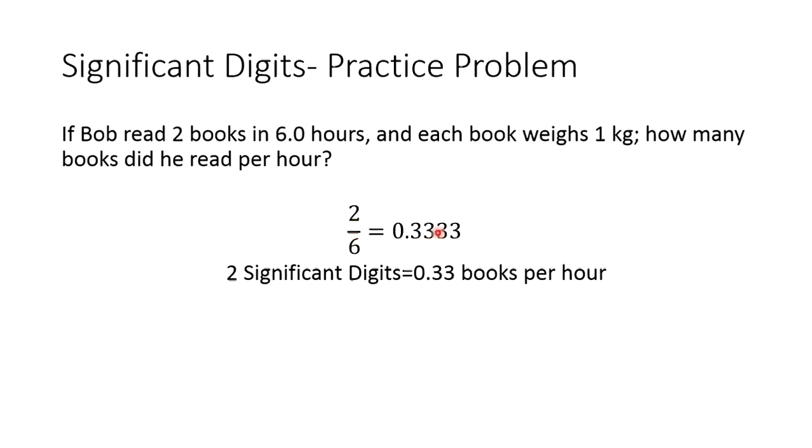2 over 6 is 0.3333, and there are infinitely many 3s. But what I'm trying to get at is how many significant digits you should keep. So remember, this is a counted value, so there are an infinite number of significant digits. This is a measured value because you measure time. There are 2 significant digits. There's 1 significant digit because weight is also a measured value. But the thing about weight is it's never used in this question, so you can ignore it. And you have to consider the least number of significant digits between these numbers: infinite and 2. Obviously 2 is less than infinite, so you keep 2 significant digits at 0.33 books per hour.